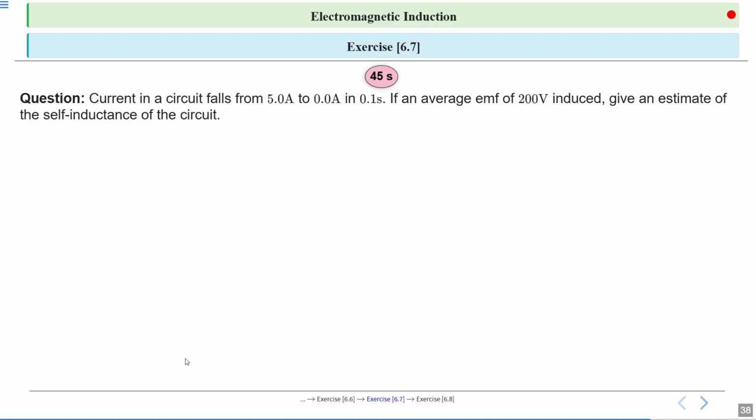Okay, next question. Current in the circuit falls from 5 ampere to 0.0 ampere in 0.1 second. If an average EMF of 200 volt is induced, give an estimate of the self-inductance of the coil. You know the relation between induced EMF and self-induction. I will give you some time to think about it.